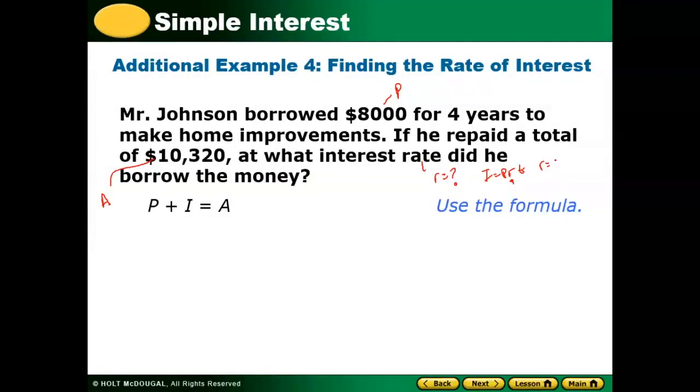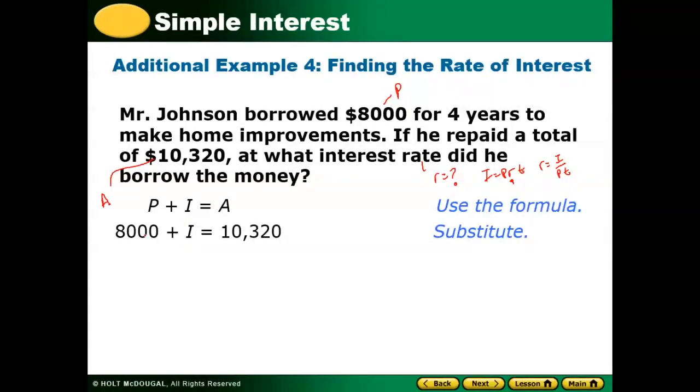So if you remember, or if you flip back or look at your formula sheet, rate is equal to interest over principal times time. So I need to have these three things. The problem is I know my principal and my amount, but I don't know my interest. So let's figure that out.